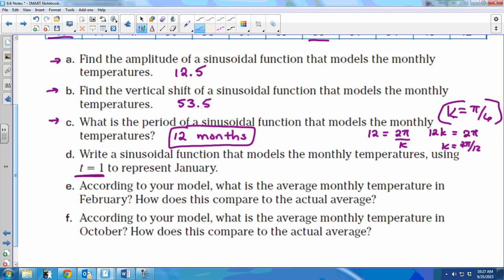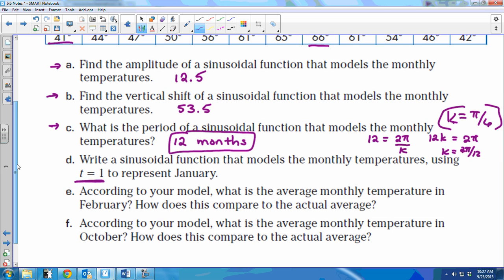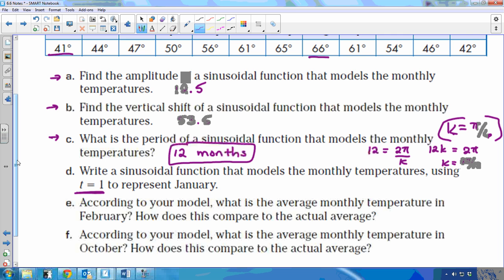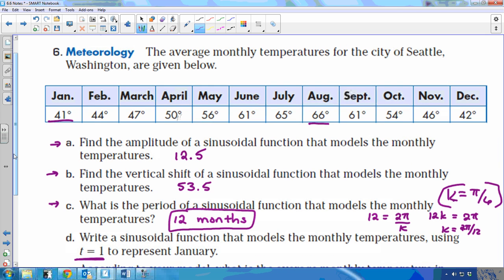So here's what we're going to do. We need to think about a lot of things. It doesn't tell us if it's a sine or cosine. So I need to think about the shape. Okay? If you look at the temperatures, and you started graphing the temperatures, all right? We start at 41, and we go up to 44. We go up, and we go all up to 66. And then we start going back down in one period. So is that sine or cosine?